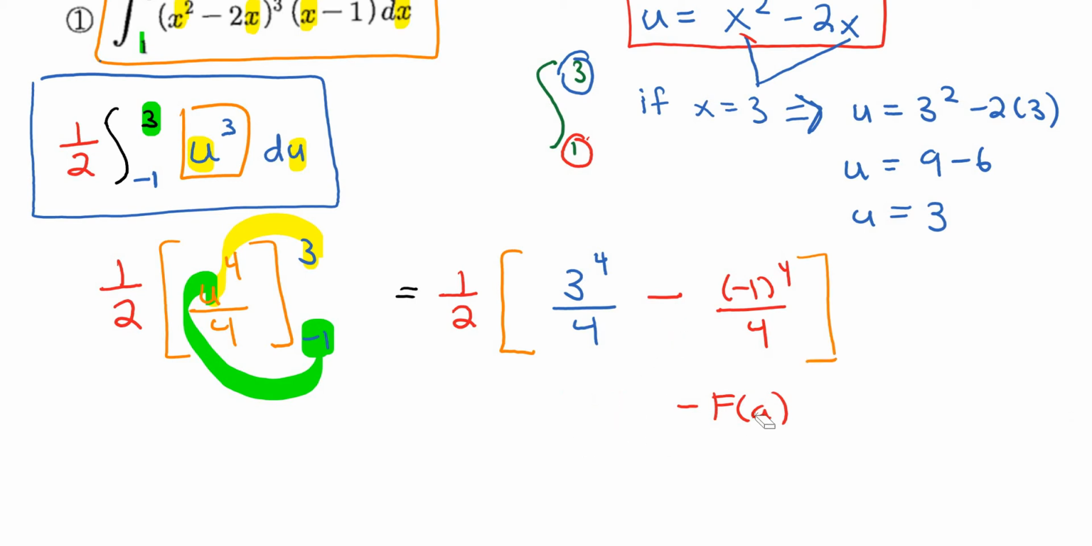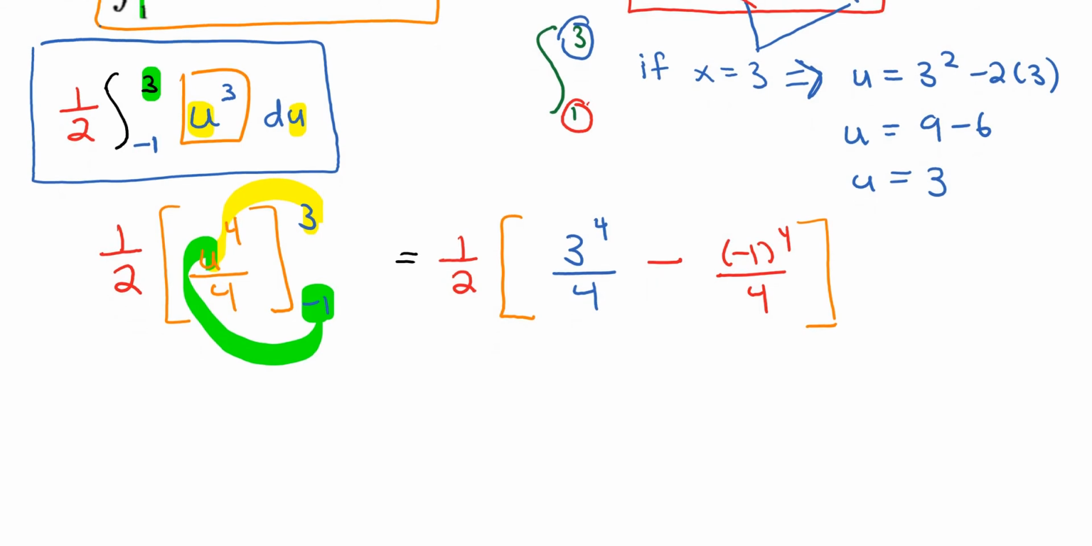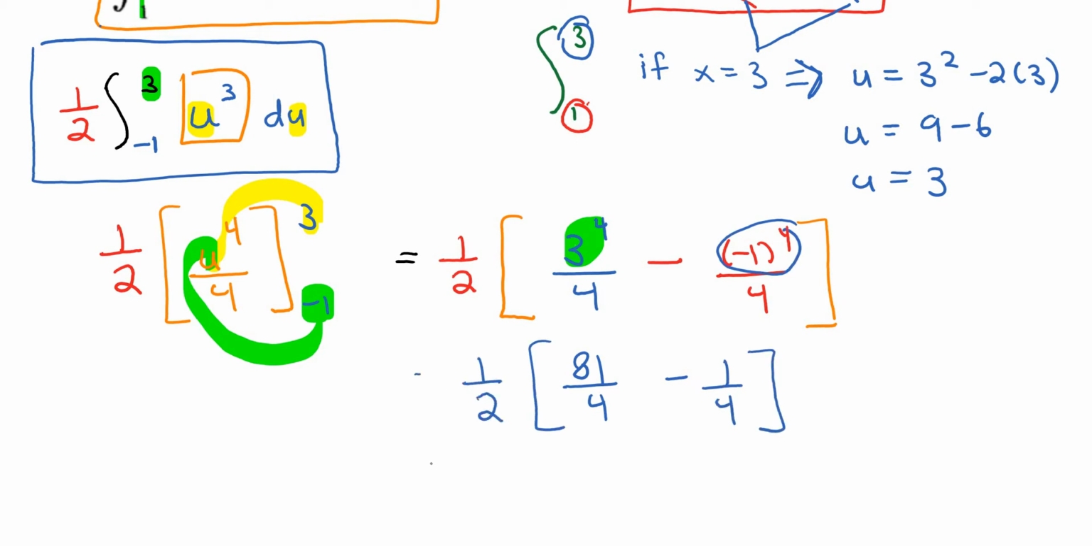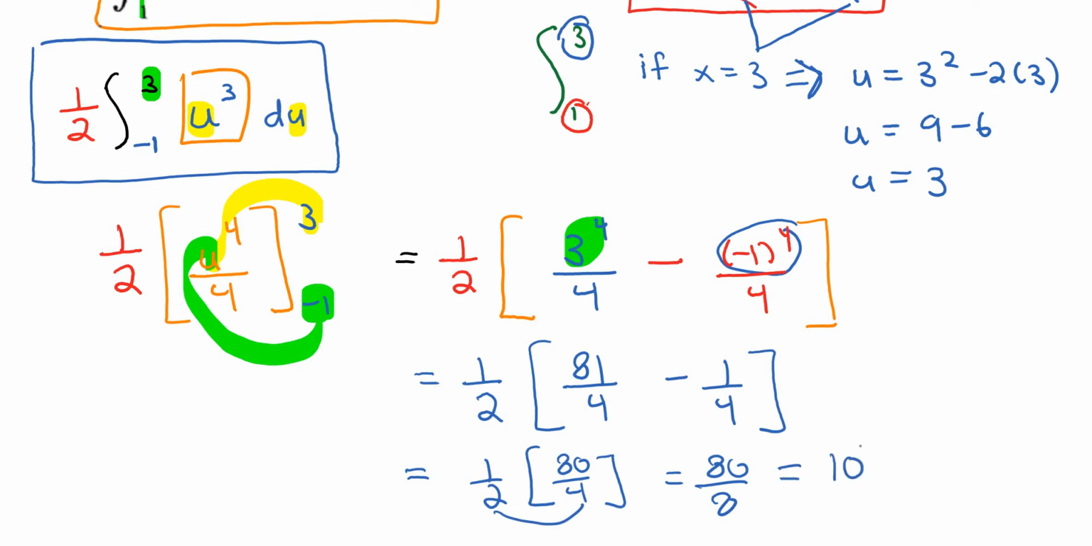All right, so from there, all we have to do now is just evaluate this, and then we can finish up. So 3 to the power of 4 is going to be 81. So 81 divided by 4 minus, well, this is going to be just 1, so 1 over 4. And then 1/2 would remain. And then 81 over 4 minus 1 over 4 is 80 over 4. And now this would be 80 divided by 8. So 2 times 4 is 8, and 80 divided by 8 is going to be 10. All right, so that's your final answer there.